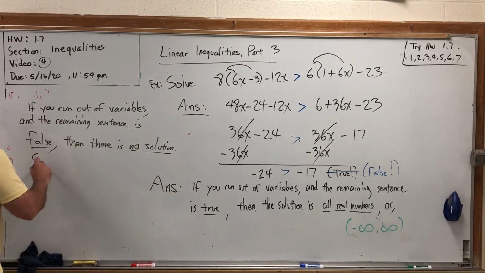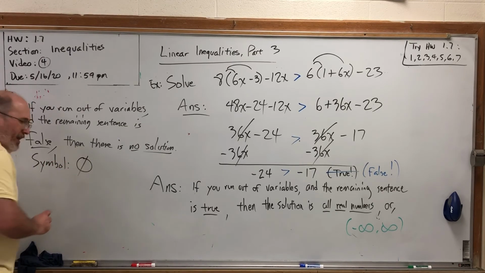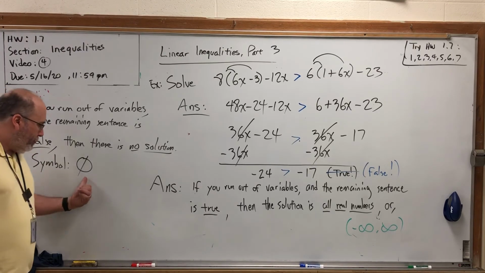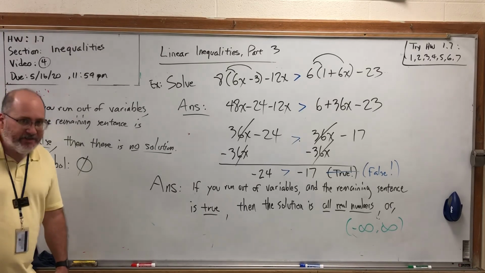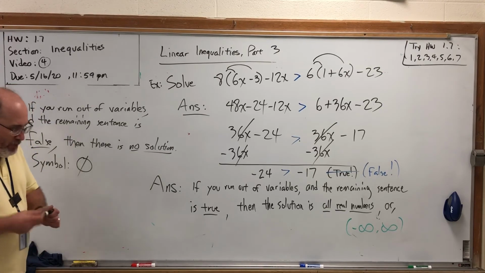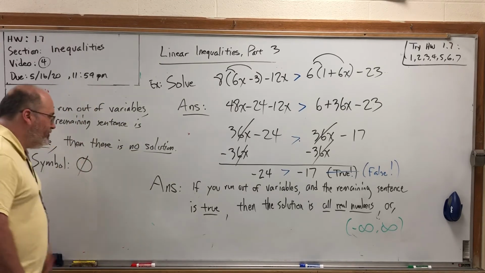There's a symbol for no solution. You may have seen it before. It looks like a circle with a slash through it. It's actually a Greek letter, but in set theory, it's the symbol for the empty set, the set that contains nothing in it. So if I were to open up a box and said, give me all my answers, it would be empty because it's the empty set.